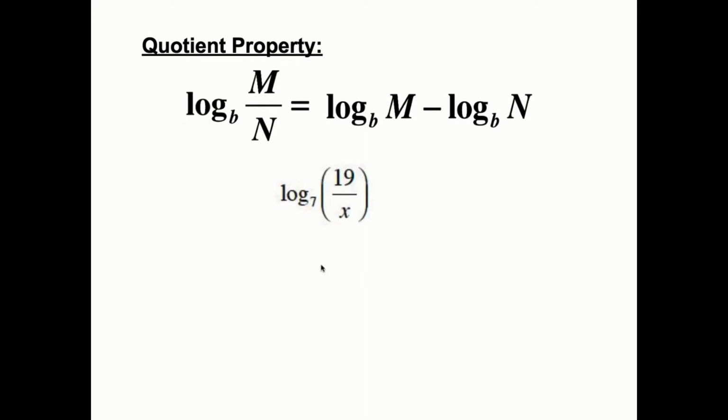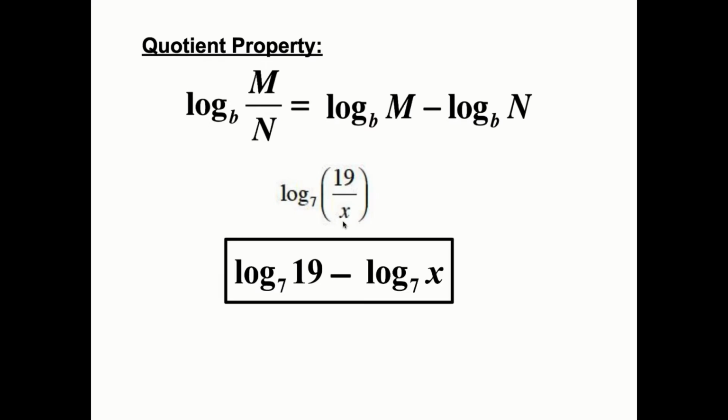The quotient property says if you have log base b of m divided by n, you would write it out as log base b of m minus log base b of n. Any variable on the bottom should have a minus in front. So for example, log base 7 of 19 divided by x can be expanded to say log base 7 of 19. X is on the bottom, so it's minus log base 7 of x.